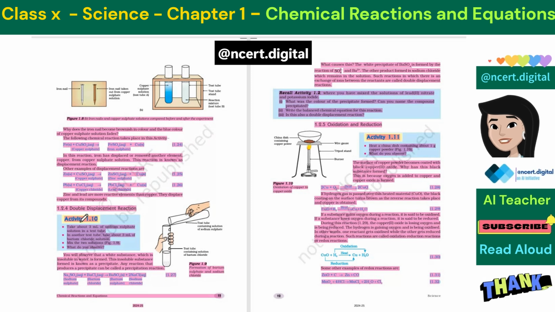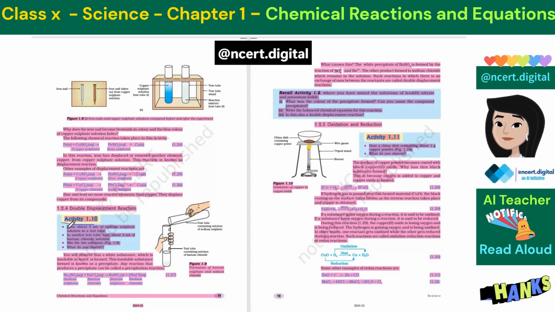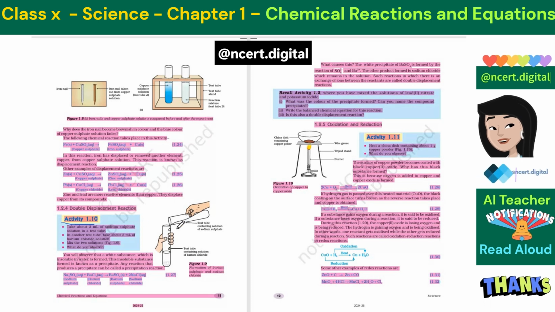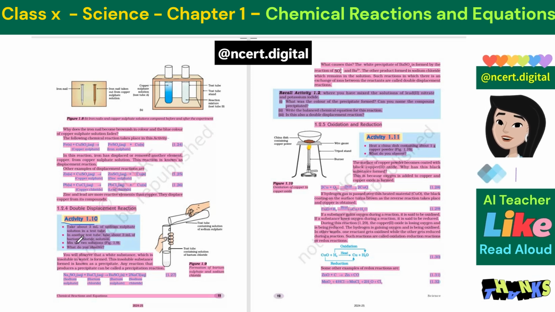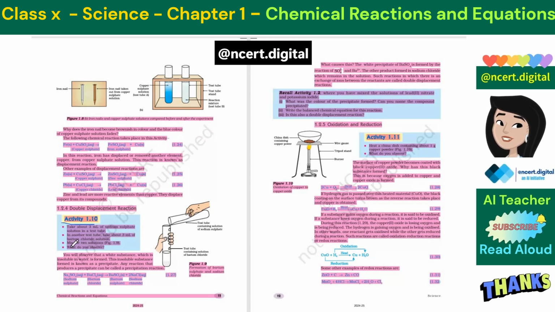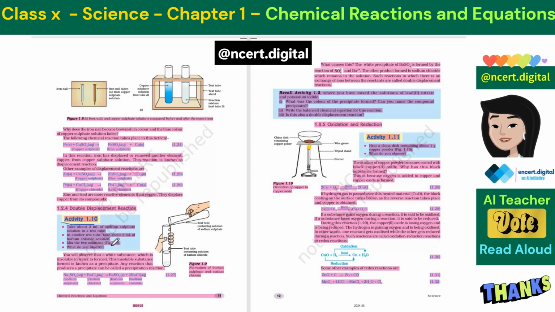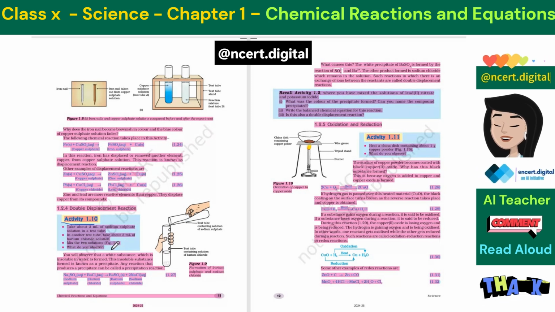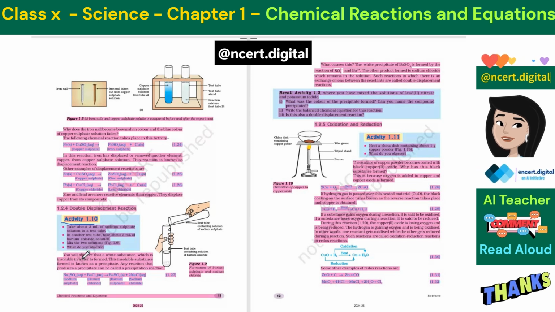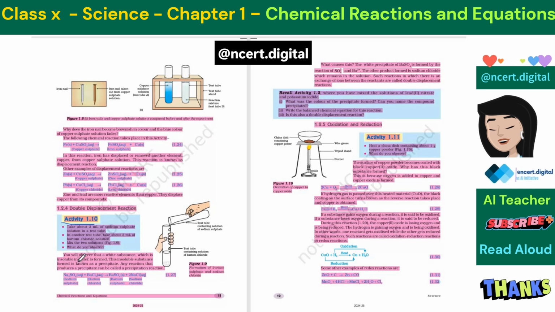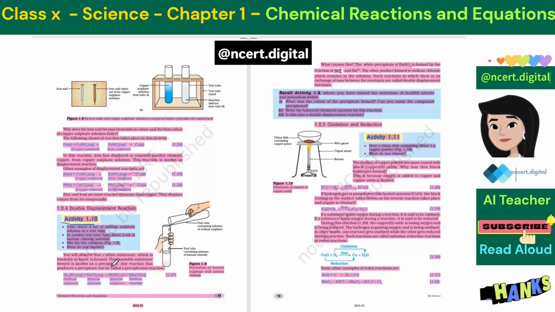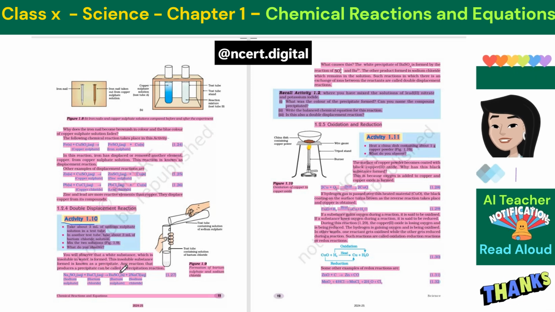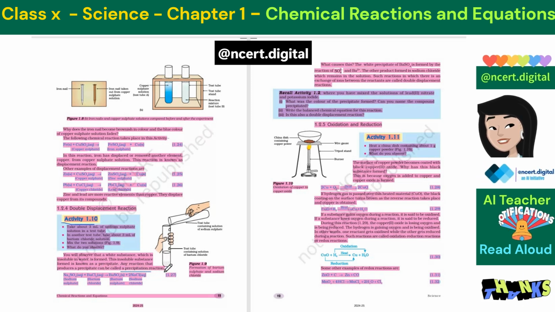1.2.4 Double displacement reaction. Activity 1.10: Take about 3 milliliters of sodium sulfate solution in a test tube. In another test tube, take about 3 milliliters of barium chloride solution. Mix the two solutions, figure 1.9. What do you observe? You will observe that a white substance, which is insoluble in water, is formed. This insoluble substance formed is known as a precipitate. Any reaction that produces a precipitate can be called a precipitation reaction.